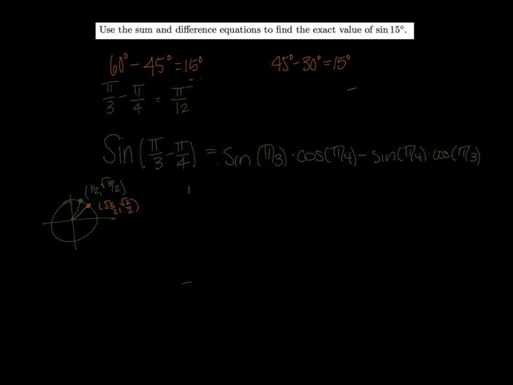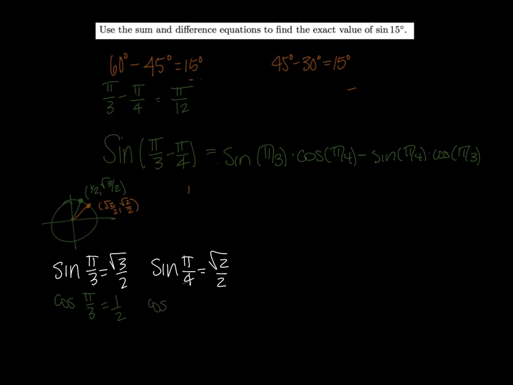A lot of times when I solve these, I actually make a chart. So I'll say the sine of pi over 3 is equal to the square root of 3 over 2, and the sine of pi over 4 is equal to the square root of 2 over 2. And then I'll do the same thing for cosine of pi over 3, which is 1/2, and the cosine of pi over 4, which is the square root of 2 over 2. So now let's start filling in and seeing exactly what we get.